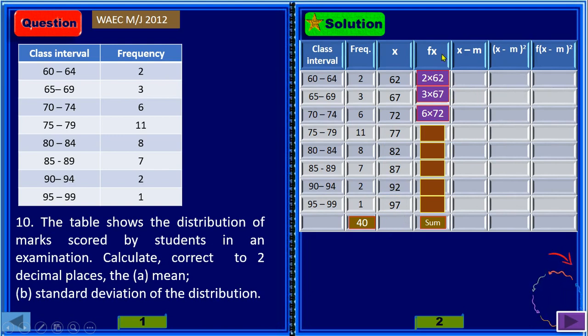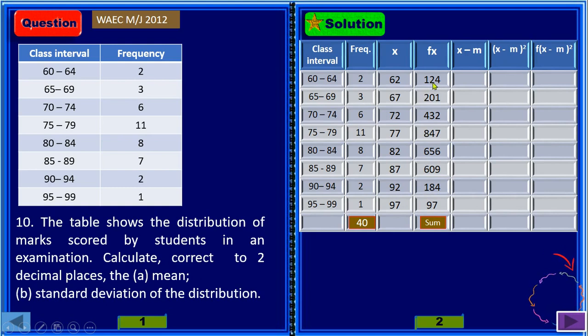So now we need to calculate the product of frequency and the class center. 2 times 62 is 124. 3 times 67 is 201. 6 times 72 is 432. The same way, we can find 11 times 77, 847. 8 times 82, 656. 7 times 87, 609. 2 times 92, 184, and then 97.